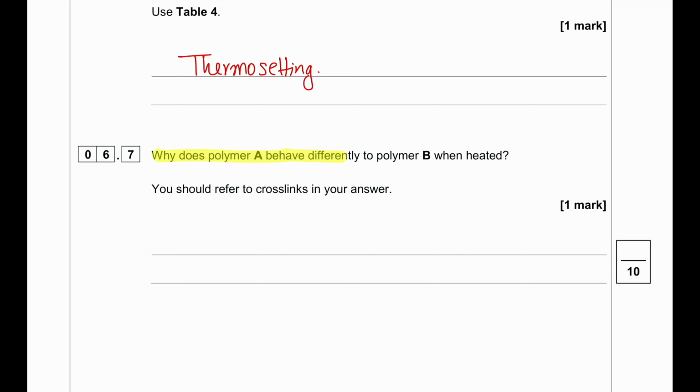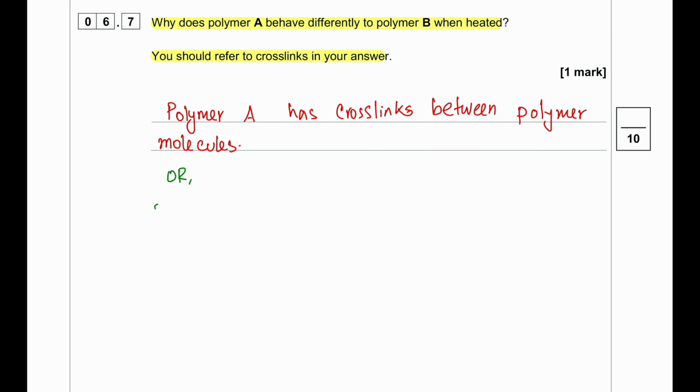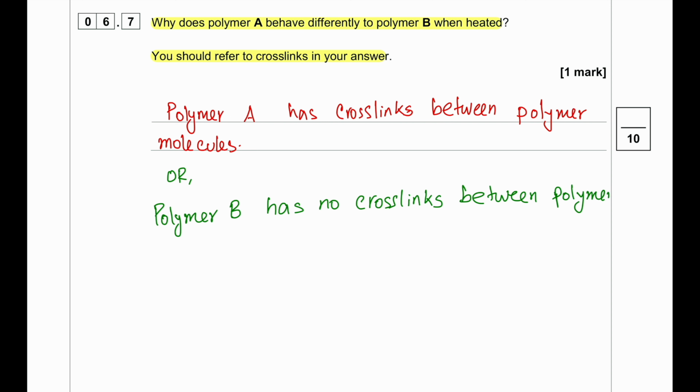Why does polymer A behave differently to polymer B when heated? You should refer to crosslinks in your answer. Polymer A has crosslinks between the polymer molecules, whereas polymer B does not have crosslinks between the polymer molecules, which is why it melts at a lower temperature.